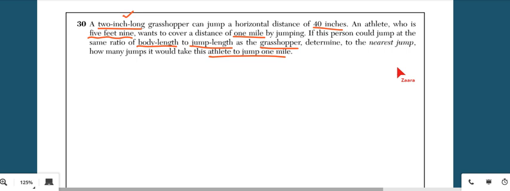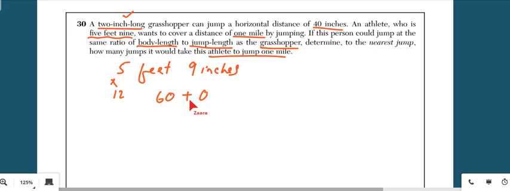But if we look at the height of the athlete, it is 5 feet 9 inches. First, we have to convert it into inches. So 5 feet 9 inches is basically equal to 12 times 5, which is 60, plus 9. That is equal to 69 inches. Is it clear, Rita?